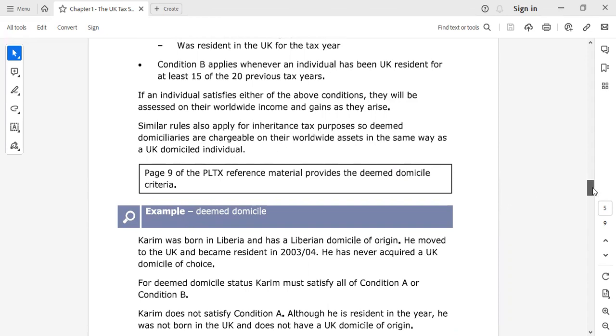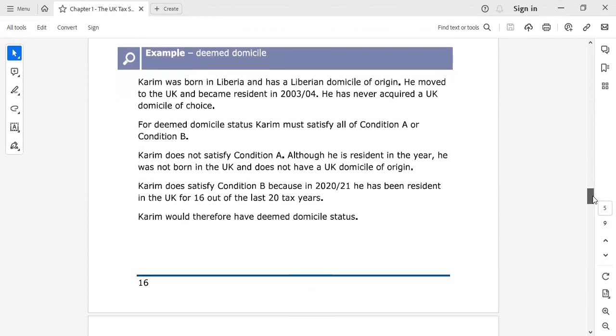Let's see an example of deemed domicile. Karim was born in Liberia and has a Liberian domicile of origin. He moved to the UK and became resident in 2003-4. He has never acquired a UK domicile of choice. For deemed domicile status, Karim must satisfy either condition A or condition B.